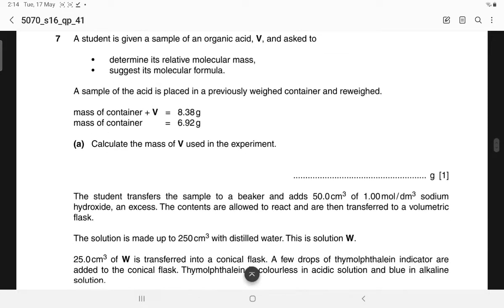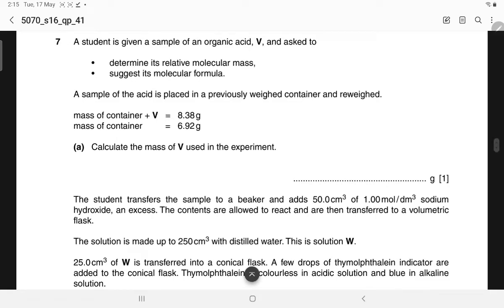There is another question of titration. A student is given a sample of an organic acid V and asked to determine its relative molecular mass and suggest its molecular formula. A sample of the acid is placed in a previously weighed container and reweighed. Mass of container plus V is equal to 8.38 gram. Mass of container is equal to 6.92. So calculate the mass of V.